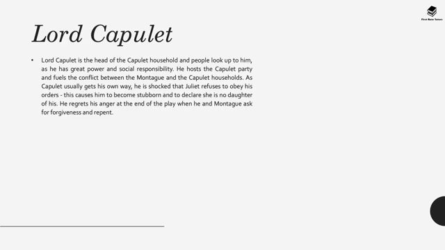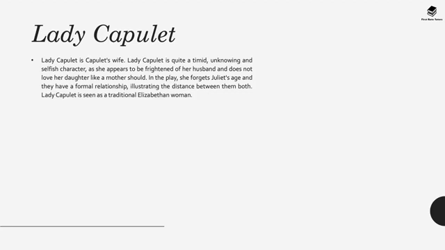The other important character is Lord Capulet, and he's the head of the Capulet household. He hosts the Capulet party and fuels to some extent the conflict between the Montague and Capulet households. He usually gets his own way, and he's shocked when Juliet refuses to obey his orders. This causes him to become stubborn and declare that she's no daughter of his. He then ultimately regrets this anger towards her at the end of the play, when he and Lord Montague ask for forgiveness and repent.